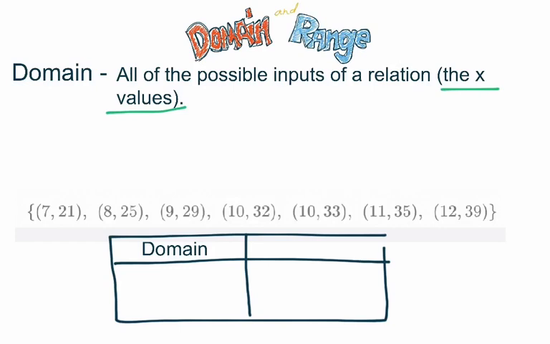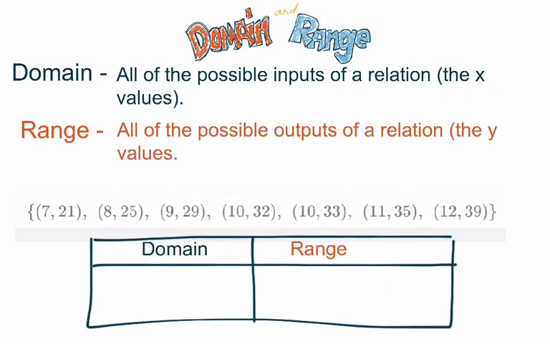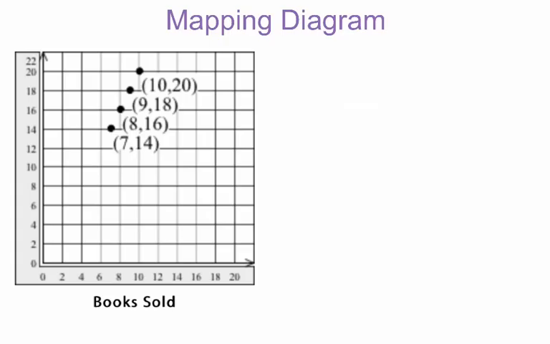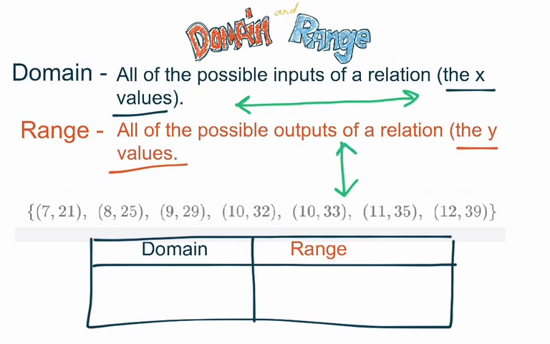If the input values are your domain, then following that, the range is going to be all of the possible outputs of a relation. So these are going to be all of the y values. So again, domain, all of the x values, range, all of the y values. On a graph, remember this. So x values on a graph, remember those are your horizontal, going kind of sideways values, domain. Y values, or your range, are going to be vertical, going kind of north, south, up, and down, just like that.